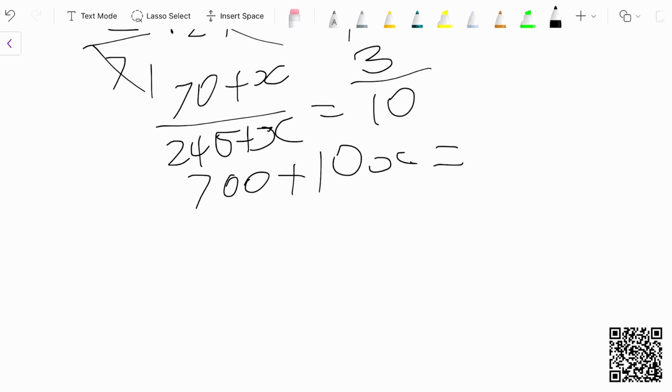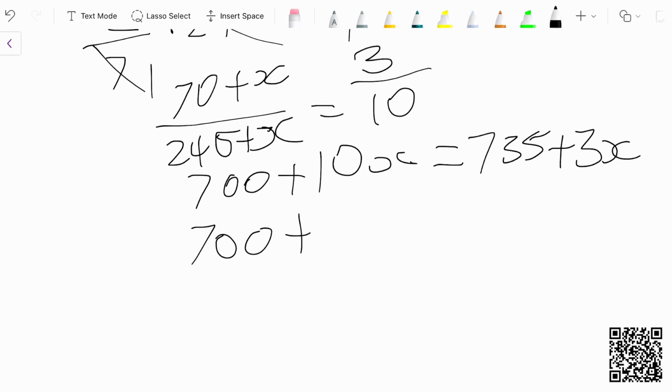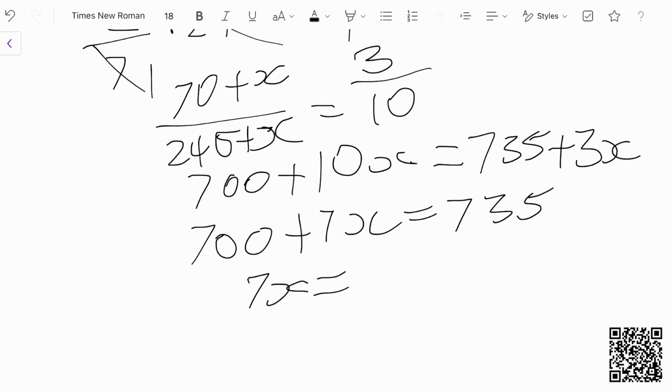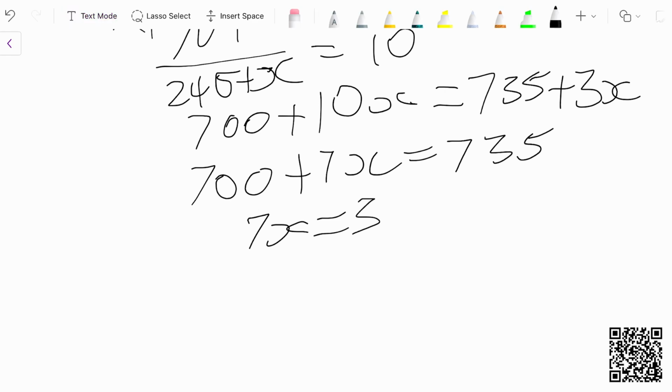Who knows times 2. Anyway, so 3 times 245: 3 times 200 is 600, plus 120, which is 720, plus 15, which is 735, plus 3x. Minus 3x on both sides, we get 700 plus 7x, equivalent to 735. You might already be able to tell at this point, but I'm just going to keep going just in case you can't. 7x is equivalent to 35. You have to have seen it by this point, right? So x is equivalent to 5.